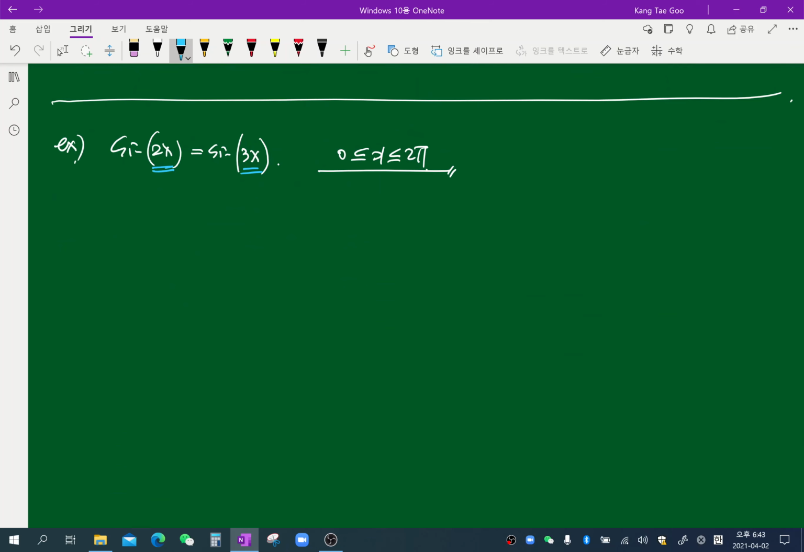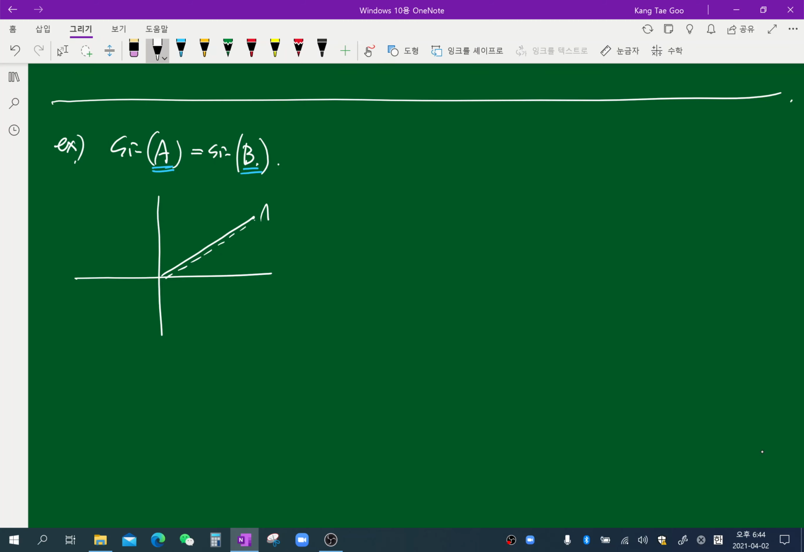The sine equals sine. How do we solve that? Sine is the same as sine. What is the possible situation? Let's say instead of 2x and 3x, I just say A and B here. Sine is the same as sine. A and B can be in the same terminal position, right? So-called coterminal angles. How can we express coterminal angles? Once we subtract A minus B, there is 2 pi.